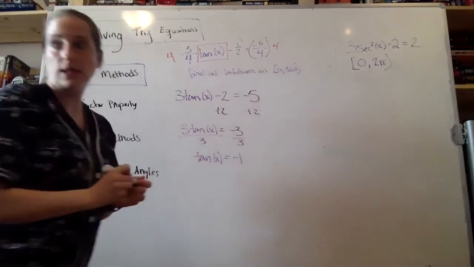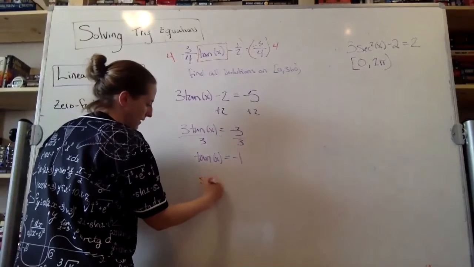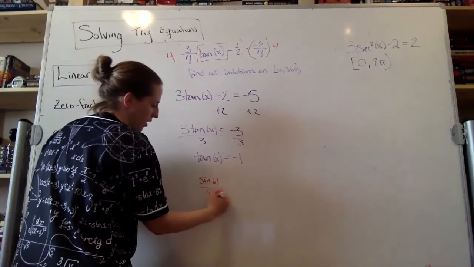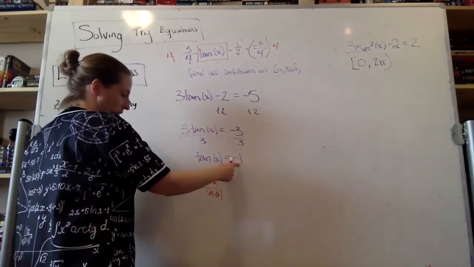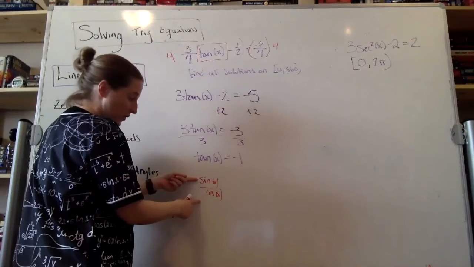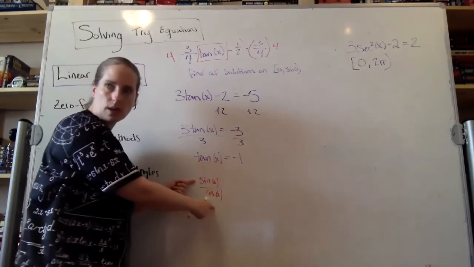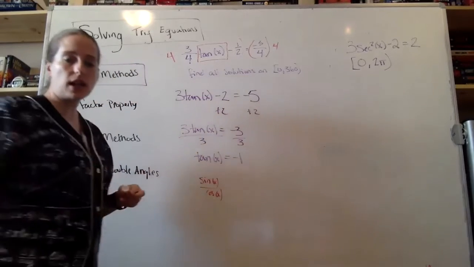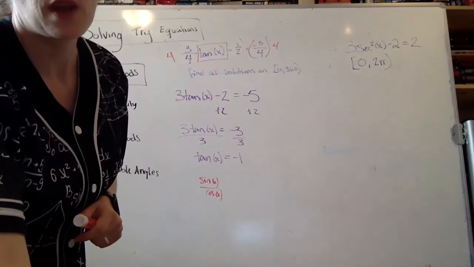In order to do that, it's going to be helpful for us to remember that tangent is the same thing as sine over cosine of x. In order for this sine over cosine to be equal to negative 1, we need the value of sine and cosine to be the same. So these guys need to have the same value, but one needs to be positive and one needs to be negative. So let's take a look at our unit circle and see if we can figure out where that happens.